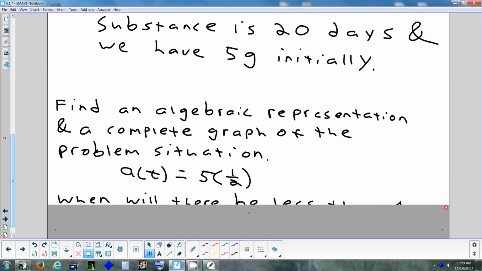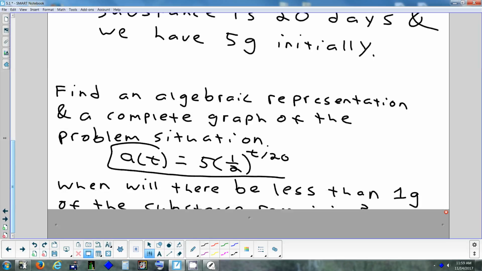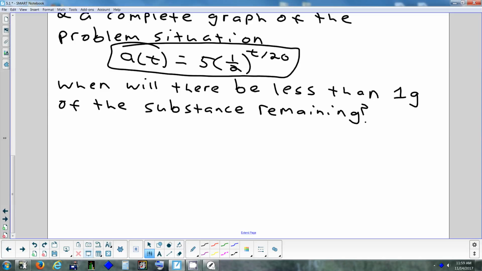And what's my exponent here? 20 divided by whatever. No. T divided by. Yes, t divided by 20. Because if 40 days have gone by, that's 2 half-life periods. I want my exponent to be a 2. If 80 days have gone by, that's 4 half-life periods. Okay. There's your equation. And now it asks, when would you have less than 1 gram?